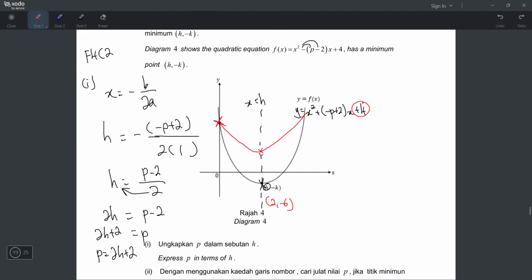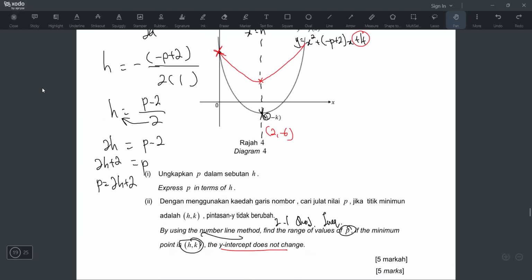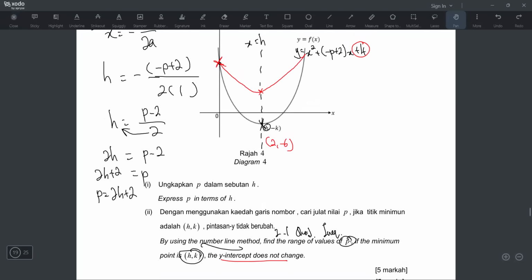Let me tell you why. Because when you move up like that, imagine you bring down this curve. You bring down this curve, it's gonna be wider, right? Like if you bring down this curve, yeah, it's gonna be wider. The width will be increasing. So the A will change. And then, so what they want actually, find the range of P, the minimum point.